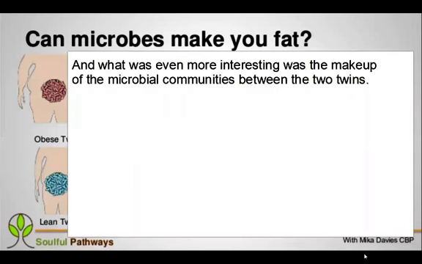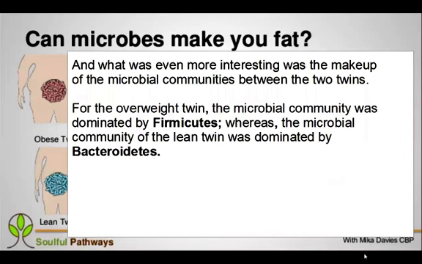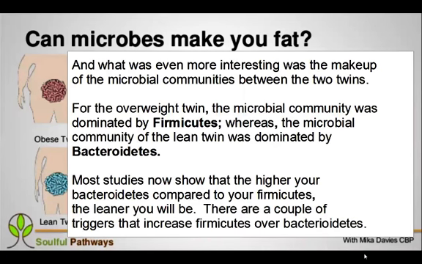And what was even more interesting was the makeup of the microbial communities between the two twins. For the overweight twin, the microbial community was dominated by Firmicutes, whereas the microbial community of the lean twin was dominated by Bacteroidetes. Most studies now show that the higher your Bacteroidetes compared to your Firmicutes, the leaner you will be. There are a couple of triggers that increase Firmicutes over Bacteroidetes.